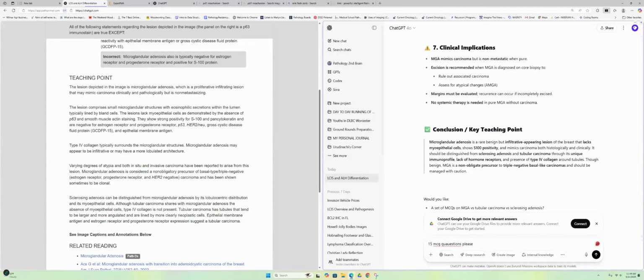So MGA is a rare benign but infiltrating lesion of the breast that shows S100 positivity, and mimics carcinoma histologically and clinically. It is distinguished from sclerosing adenosis and tubular carcinoma through its unique immunological profile, lack of hormonal receptor, and presence of type IV collagen around the glands. Though benign, MGA is a non-obligate precursor to triple negative basal-like carcinoma and should be managed with caution.